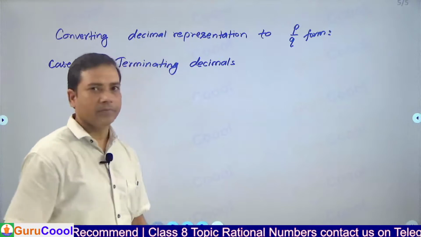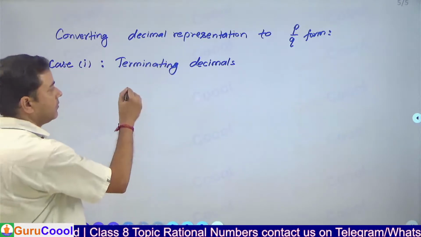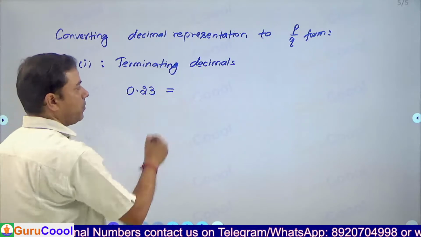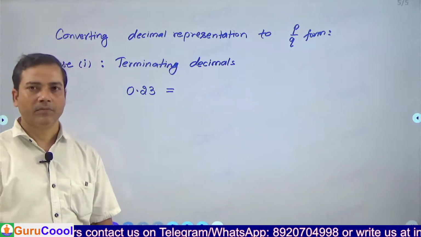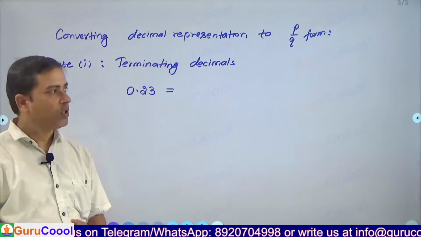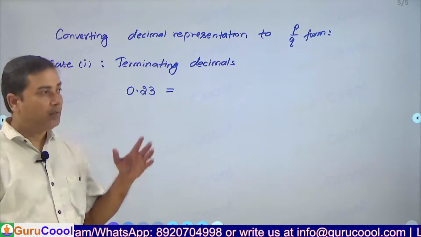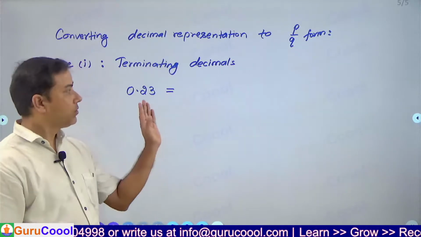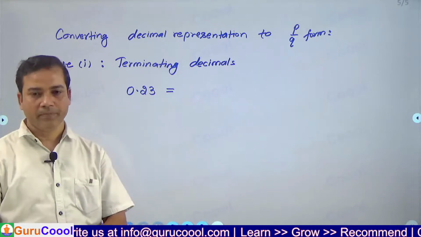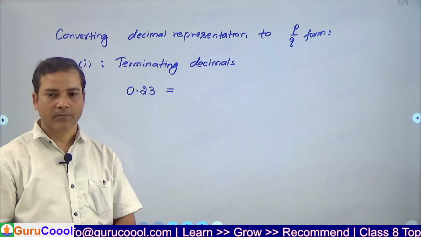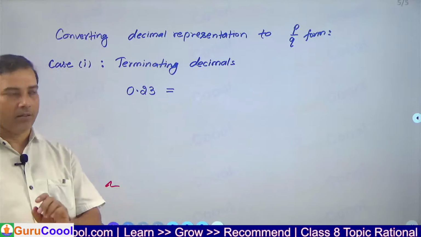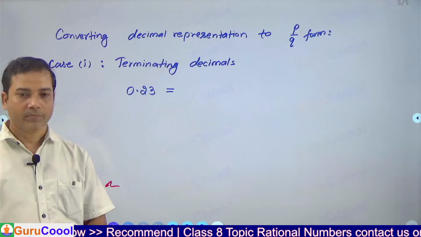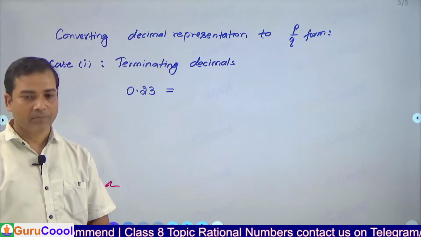Terminating decimals. 0.23. Are you comfortable changing it into P by Q form? Samira, would you like to try? Would you like to try to change it into P by Q form? Yes, sir. And Ahana? Yes, sir, I can.